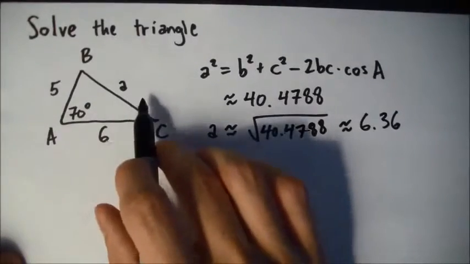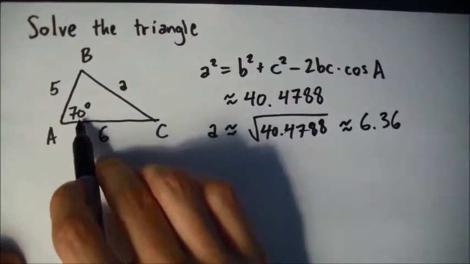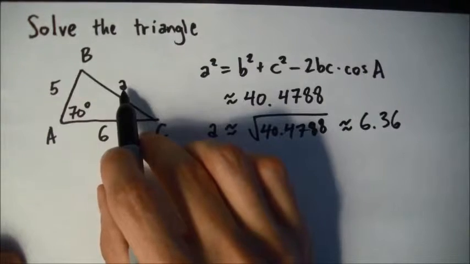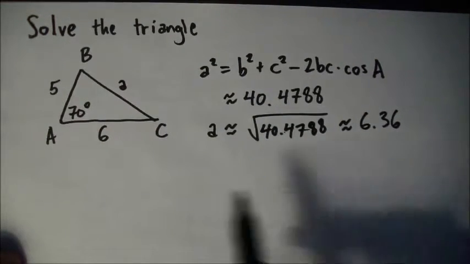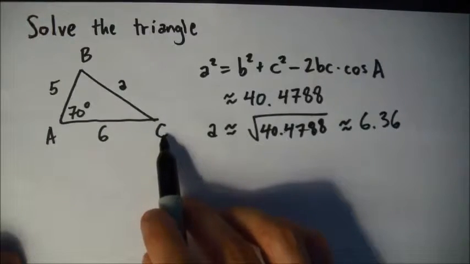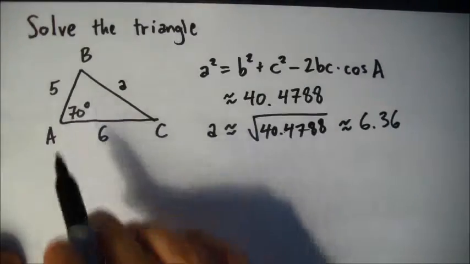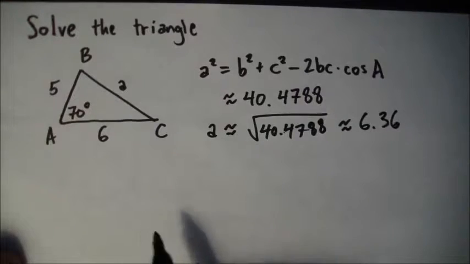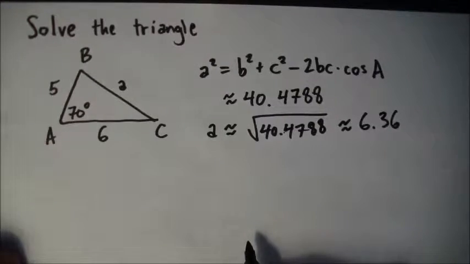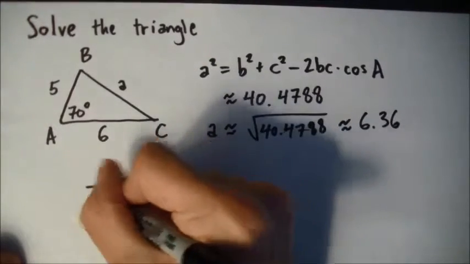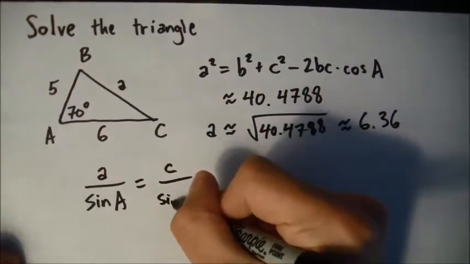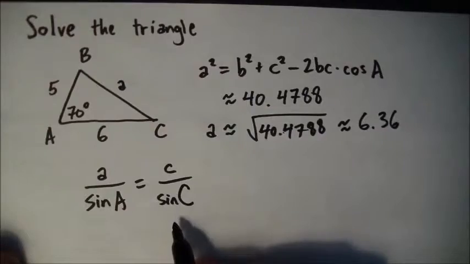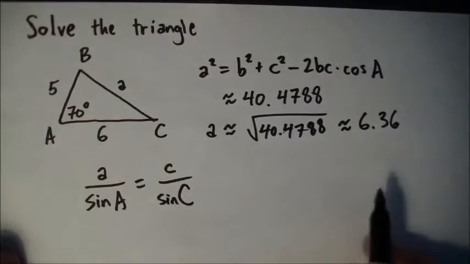So now that we know what A is, we have the angle A and its corresponding side. And so now we can actually use the law of sines to find one of the remaining angles. Let's find angle C. And once we find angle C, we'll be able to find angle B by taking 180 minus those two angles. So remember that a over sine A equals c over sine C by the law of sines, and we won't pay any attention to B for now.